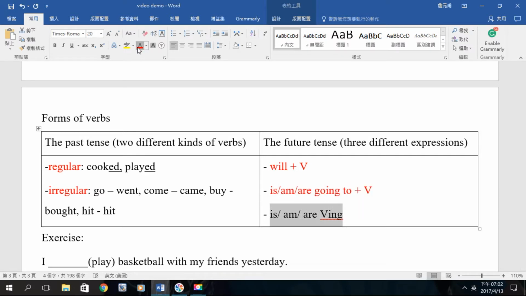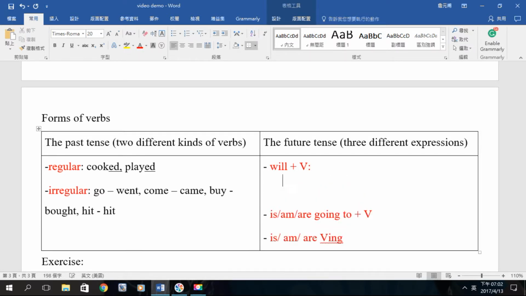Now, when do we use will with the base verb? Take a look at this example. I will probably watch TV tonight. I'm not very sure when I say I will probably watch TV tonight. It's maybe or maybe not, because I do not have a special plan for tonight. So we use will with the base verb for things that we do not have plans for. So no plan.